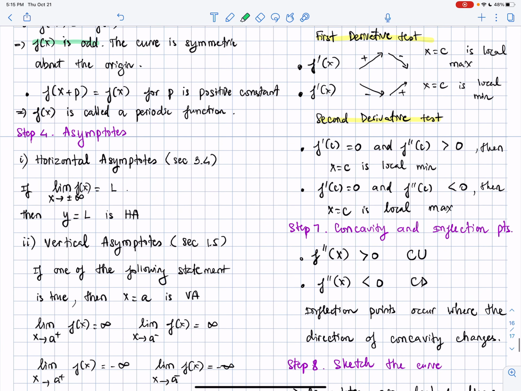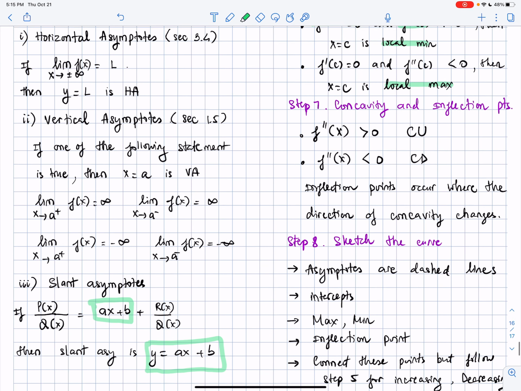If we use the second derivative test, we will find the value c so that f prime of c equals 0, and then we find f double prime. Then we plug c into f double prime to see if the answer is positive or negative. If f double prime of c is positive, we get a local min. If f double prime of c is less than 0, we get the local max.